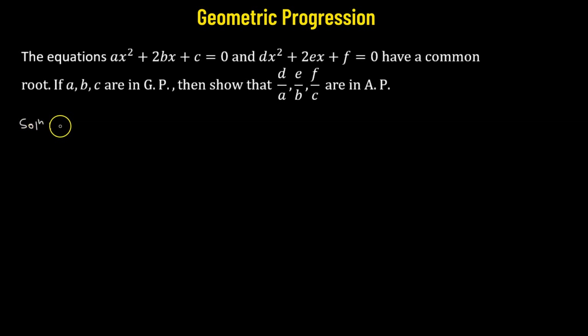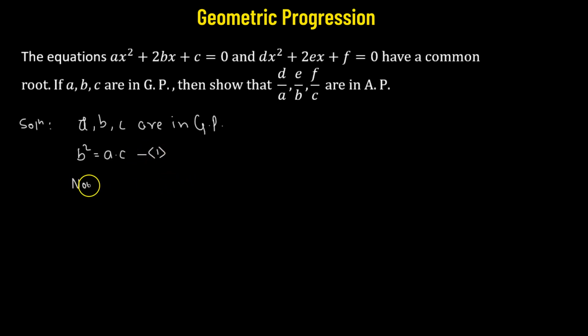Since we are given that a, b, and c are in geometric progression, it immediately follows that the square of the middle term will be equal to the product of the two extremes. So b squared will be equal to ac. Let's label this as equation number 1.